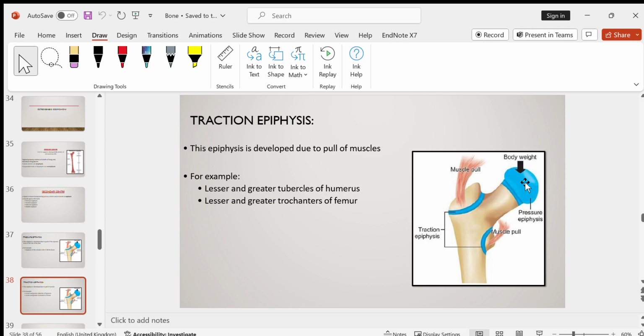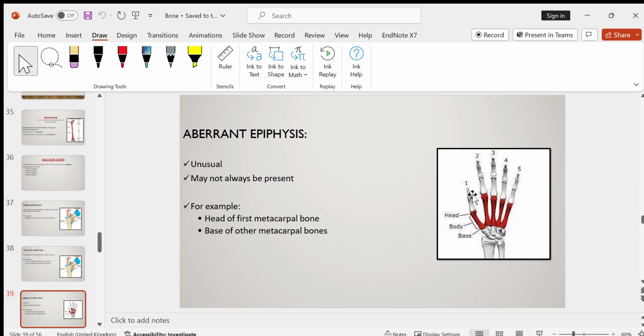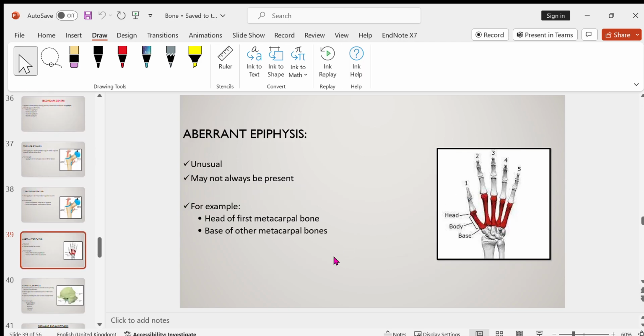Next is traction epiphysis. Traction epiphysis is due to traction or pull of the muscle. For example, the upper end of the femur has a greater trochanter and a lesser trochanter. These are formed due to pull or traction of muscles, hence the name traction epiphysis.